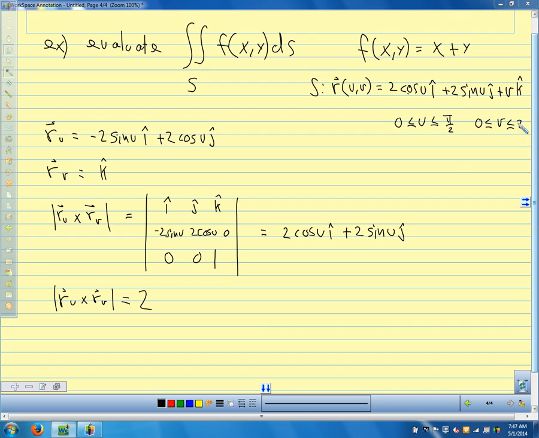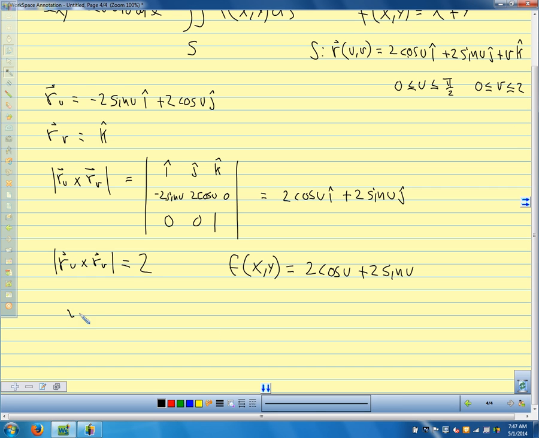So that didn't add much complication to our integral, and we need to write f of x and y in terms of our parameters. So f of x, y equals x, which is 2 cosine u, plus y, which is 2 sine u. And now we're all set to evaluate our integral.